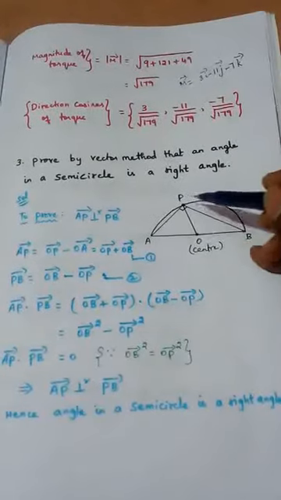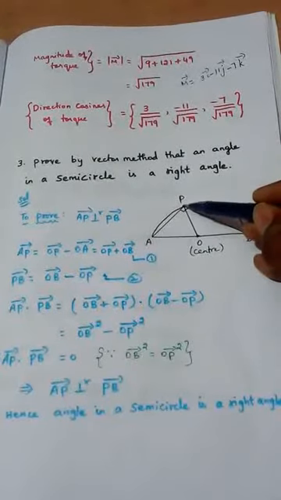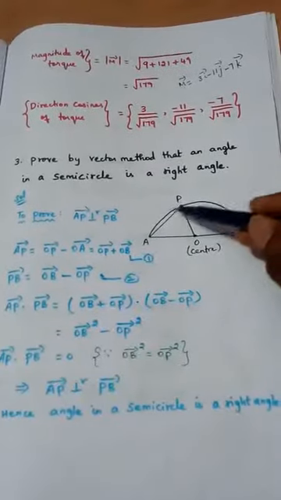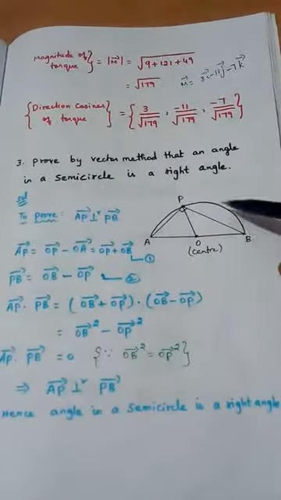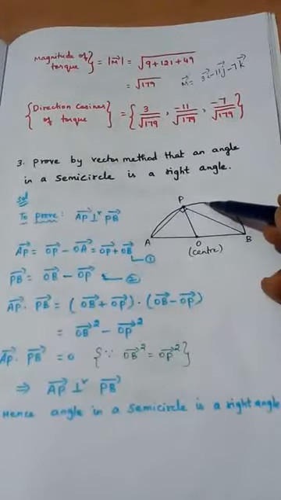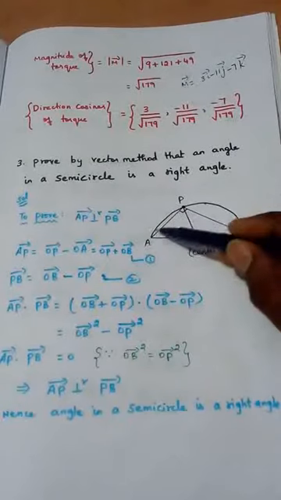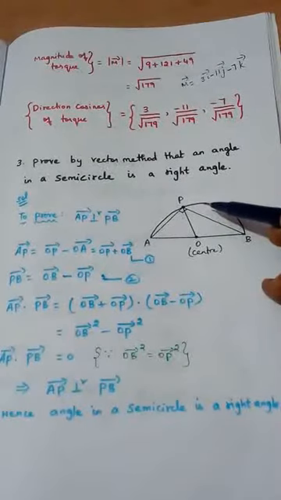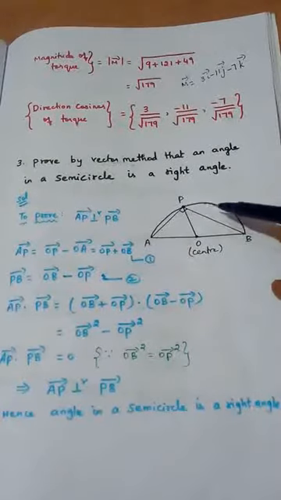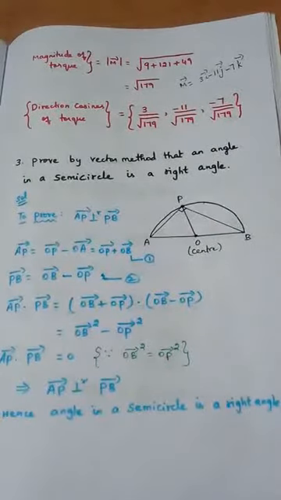If you ask me, sir, should I choose the point P here only? No. Your wish. You can choose anywhere on the circumference of this semicircle. Even if I choose the point P here, then I should connect A with this and P with B, and that angle should also be 90 degrees. So in general, we need to prove that an angle in a semicircle is a right angle.